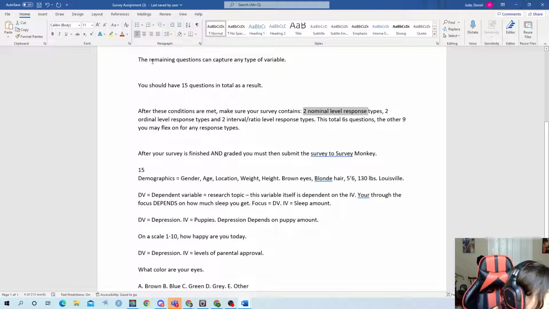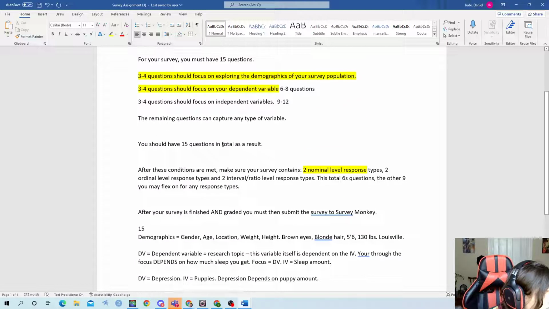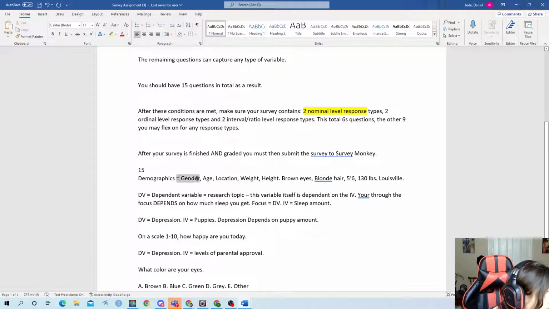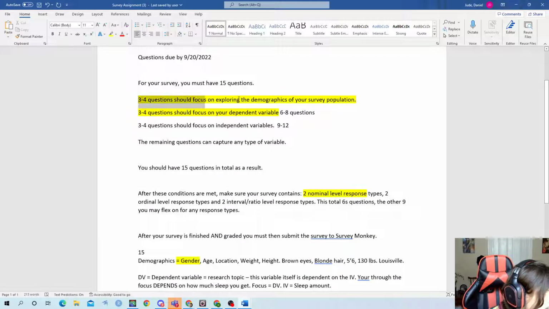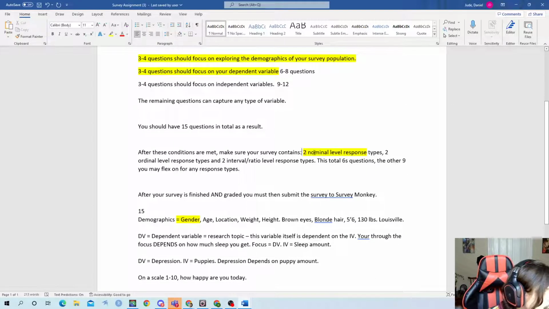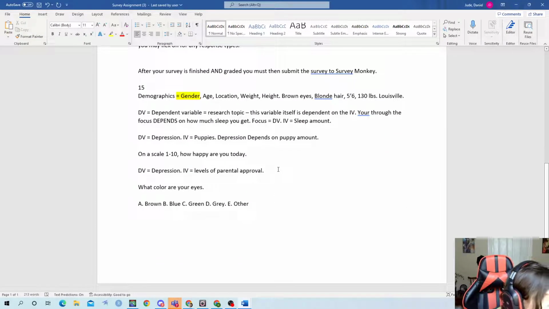You could ask gender. So again, you could lump that in. This gender question satisfies demographics. It satisfies an independent variable, and it also satisfies a nominal level response. Okay, and then you have 2 ordinal response type questions. What is an ordinal variable? Refer to the week 2 or week 3 video lecture that talks about ordinal level variables, and you will see that. But ordinal is these scaled questions right here.